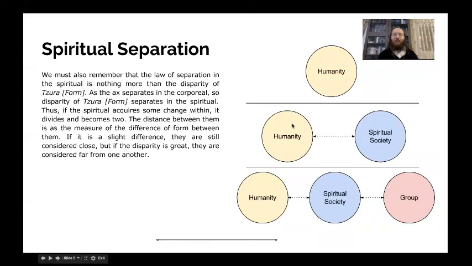So humanity stays as they were before, but now we've got this new concept to deal with. We've got people in the spiritual society. And then what happens is you get a disparity of form, the more and more you see how humanity is not going in the same direction as the spiritual society. And then the same thing happens when you join the group.